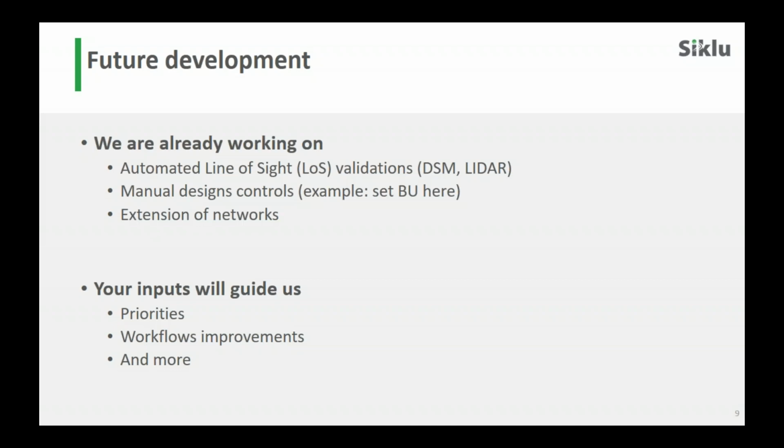How are we going to proceed? We are going to listen to what everybody has to say to us. What are your priorities? How should we improve the workflows, and more? You can always send us your ideas very simply. You can send us an email at planner-support@ciclo.com. Again, planner-support@ciclo.com, and give us your ideas, your expectations.